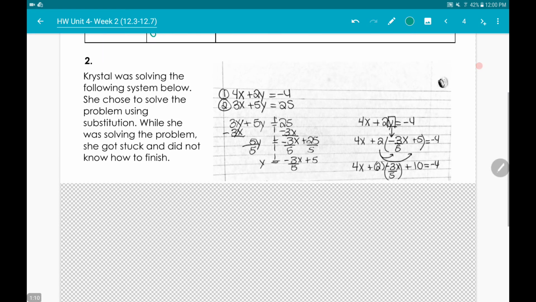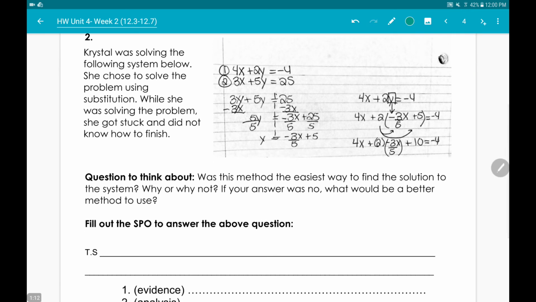Okay, so let's look at question number 2. Crystal was solving the following system below. She chose to solve the problem using substitution. While she was solving the problem, she got stuck and didn't know how to finish. Question to think about. Was this method the easiest way to find the solution to the system? Why or why not? If your answer is no, what would be a better method to use?